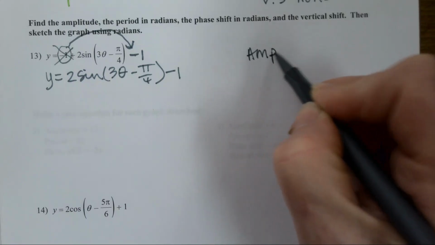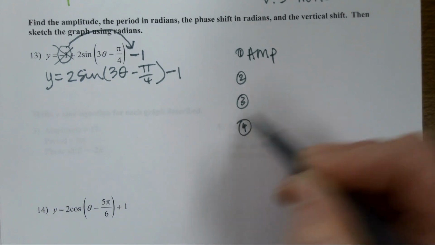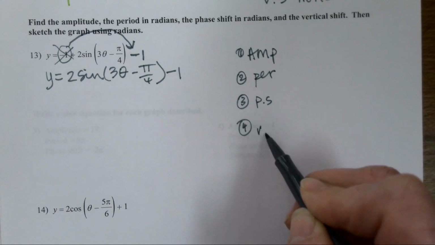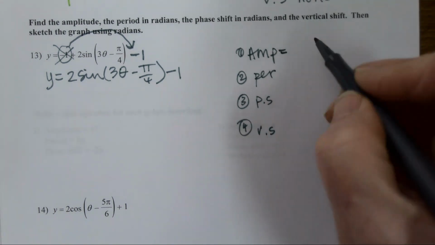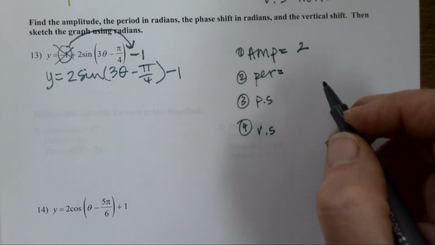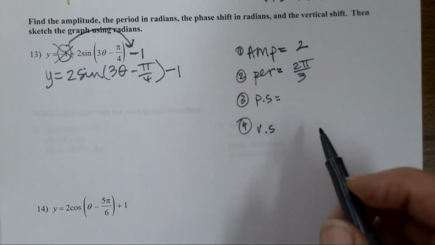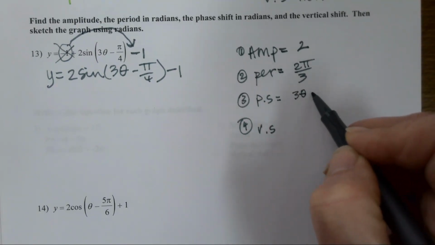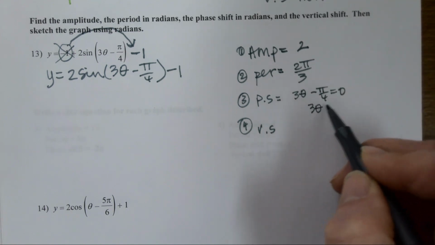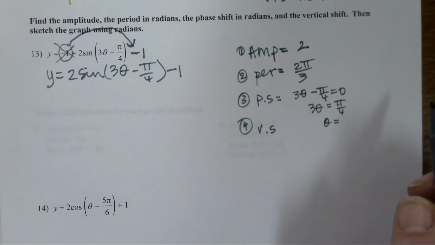Go through the same process. My amplitude, my period, phase shift, vertical shift. Amplitude is 2. Period is 2 pi over 3. Phase shift: 3 theta minus pi over 4 equals 0. So 3 theta is pi over 4. So theta is pi over 12. Nice job.